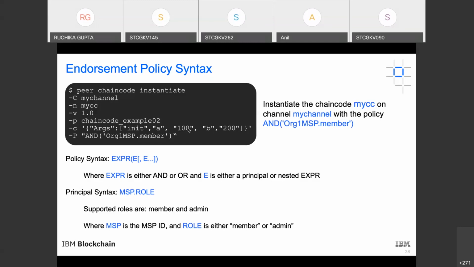If you look at my endorsement policy, it says or1 msp.member. What I'm saying is any peer or node who is part of organization one is the one who's going to execute it. As I said, because of high availability, you always have to ensure that you give any peer as a part of an organization who can be the endorsement peer. Never pinpoint to a specific peer, because the moment you do, if that peer goes down, your endorsements are going to fail, and then your transactions will not get committed. So for every key peer, whether it's an ordering peer or especially an endorsement peer, you always have to have backups.